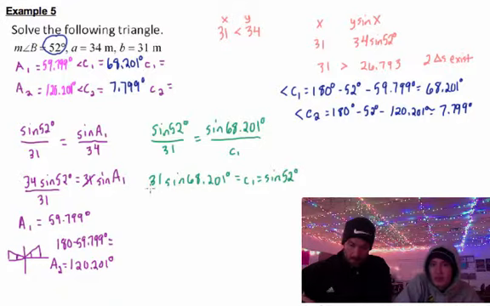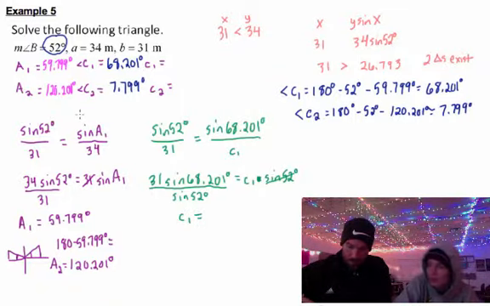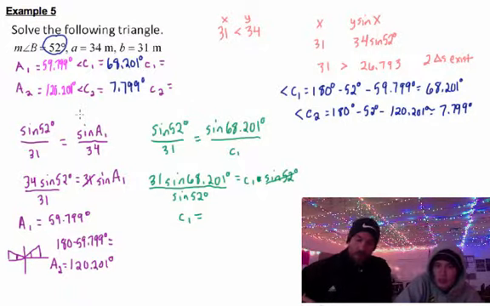So divide by sine of 52. I put an equal sign there. That should have been a multiplication situation. C1 times sine 52. My bad. Wait a second. Don't we have something 31? I forgot my 31. Hold on. C1 equals 31 times sine 68.201 divided by sine of 52. That's 36.526.